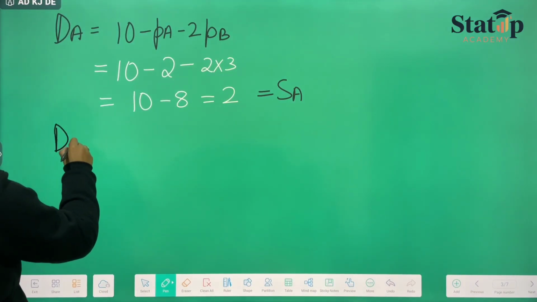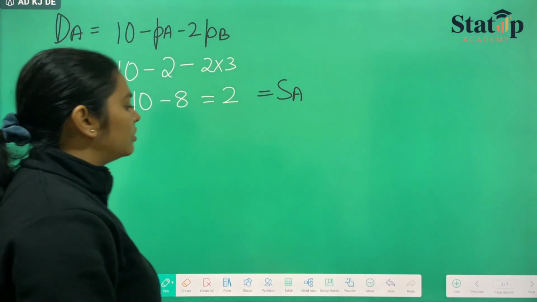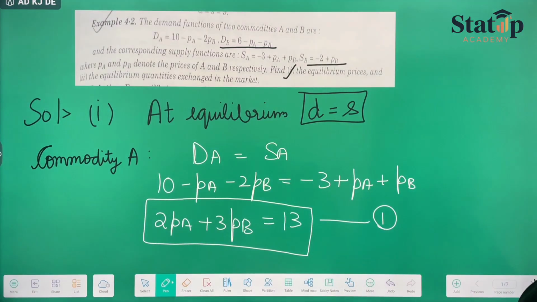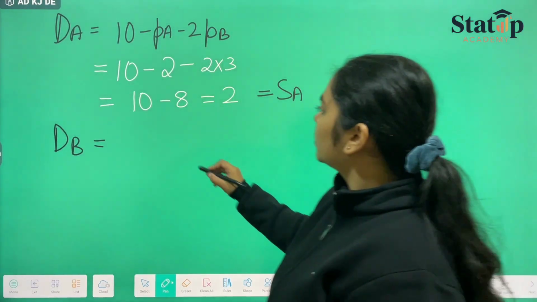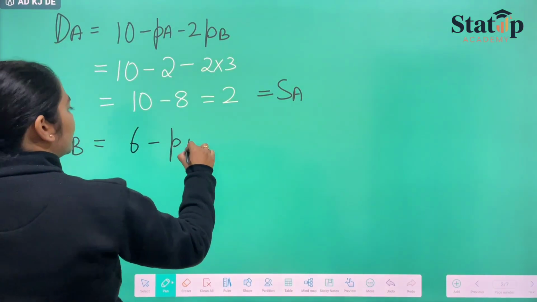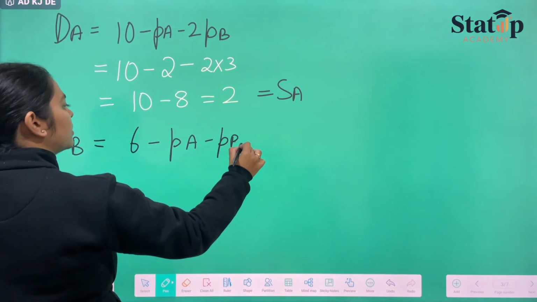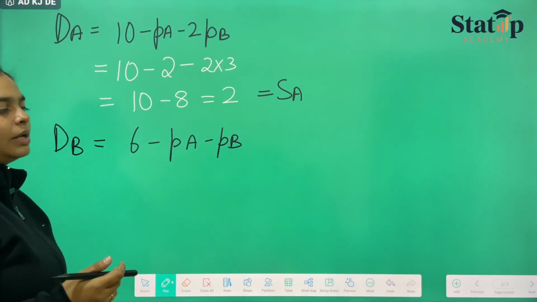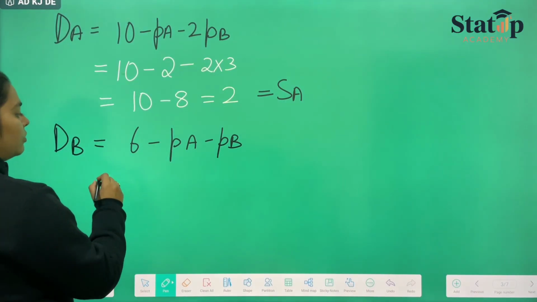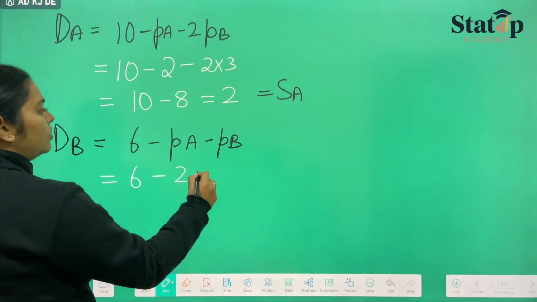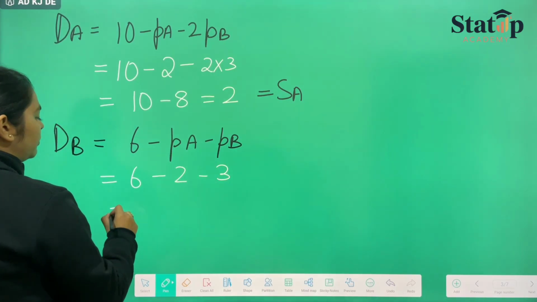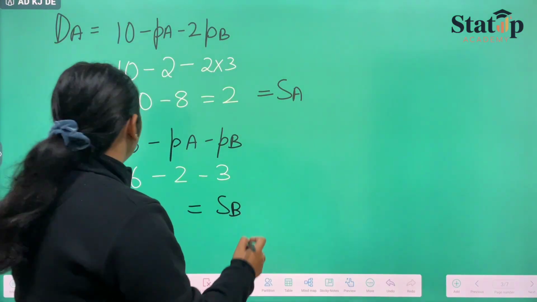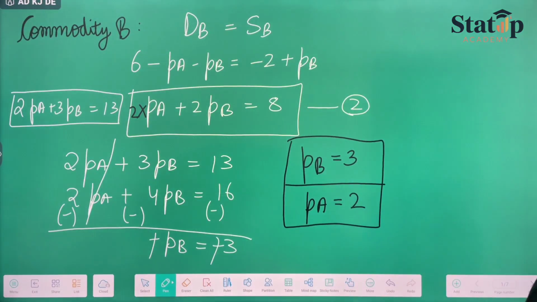And for B, we will calculate again demand of B, 6 minus PA minus PB. This we are calculating at equilibrium. That's why demand and supply are equal. So this would be 6 minus 2 minus 3, which equals 1, which should be equal to supply of B. We can check supply of A and B.